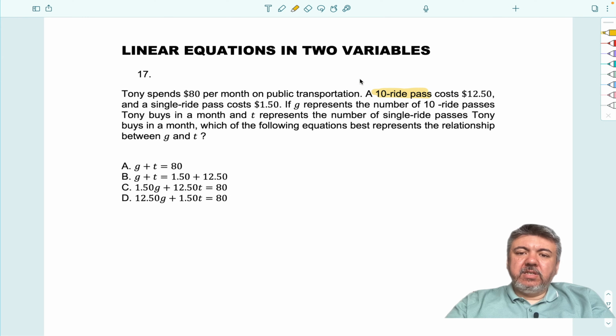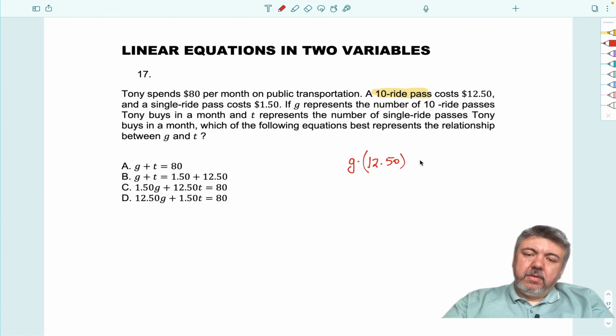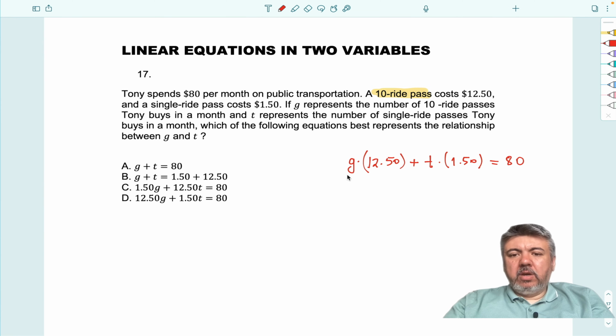This 10 in "10 ride pass" is there to confuse you. G is the number of 10 ride passes, and each 10 ride pass costs $12.50, plus T represents the number of single ride passes, and he pays $1.50 for those, and in total he pays $80. So this is the equation we are looking for, and it is, I believe, choice D.